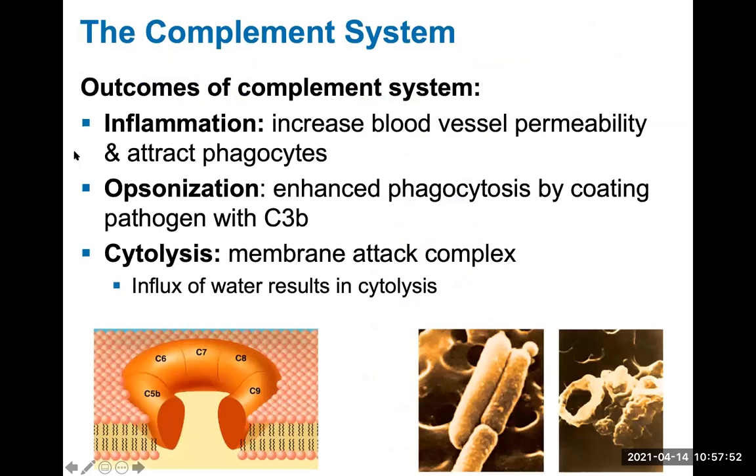Okay, so what are these outcomes of complement that I keep talking about? Inflammation is the increased blood flow and permeability. It also will help attract phagocytes to the area. Opsonization is an enhanced function of phagocytes to be able to grab onto the pathogen. So the pathogen will be coated with C3b, and then the phagocyte can grab onto the pathogen much easier and more quickly. And then cytolysis, as I mentioned, is a whole bunch of different proteins, and you do not need to memorize the numbers here.